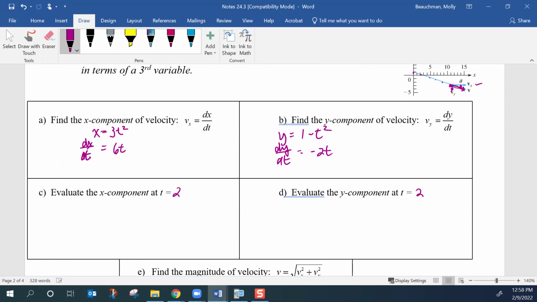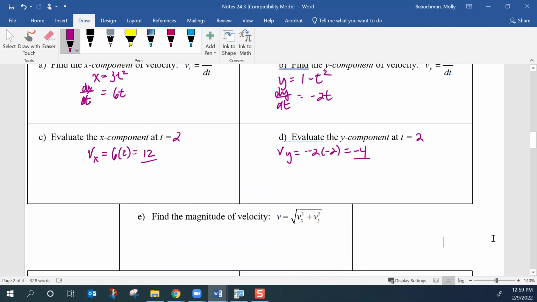So that means we substitute 2 into the derivative. So our Vx is 6 times 2, which is 12. And the y component is equal to negative 2 times 2, which is negative 4. So we've got our x and our y component vectors, and now we want to add those together to get the resultant vector. So remember, when you're adding vectors together, let me just draw a quick picture.